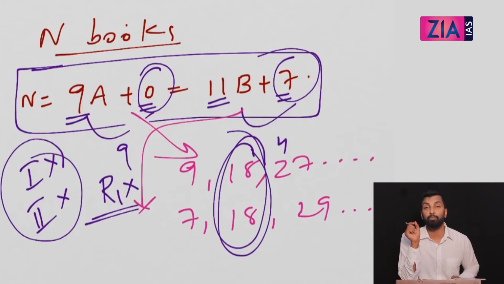So what is the minimum number of books possible in the shelf? 18. What is the minimum number of students possible in the class? 18. What is the minimum number possible if you are dividing a number? 18. Answer is same. Method is also same. What else can they ask you?